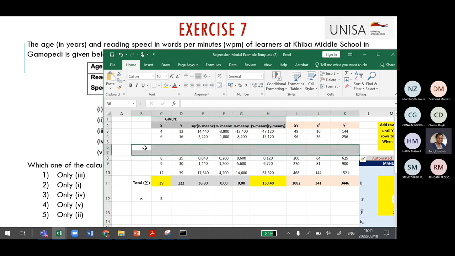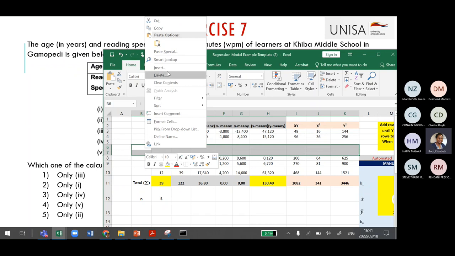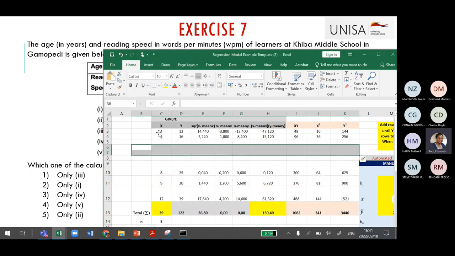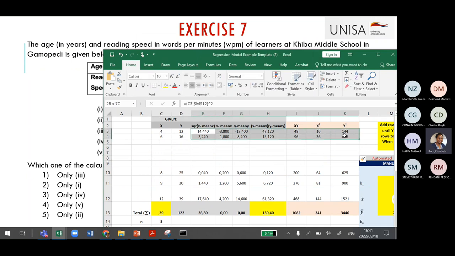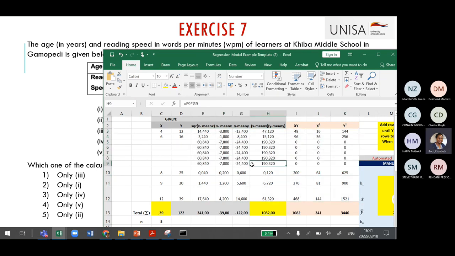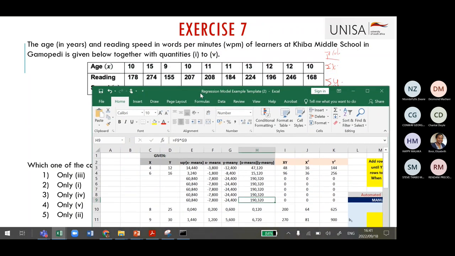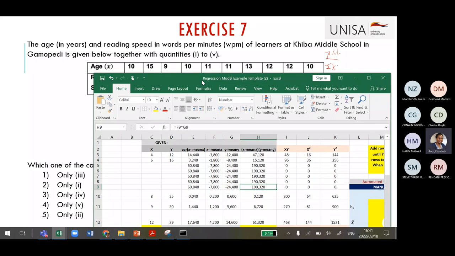And I should have 8 rows. Insert down. Remember, I need to be able to take all the calculations that were done previously and take them through. So let's capture the data. I must take it down. Let's start with the X first.